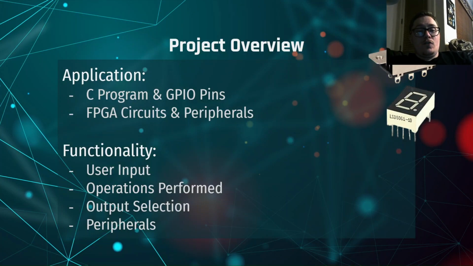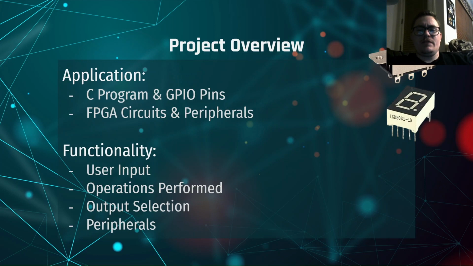For the overall project, it has a C program, and that also includes some inline ARM assembly in there. And that C program interacts with the GPIO pin, which is used to communicate the data of the C application, namely the two 4-bit numbers, to the FPGA and the circuits there, and eventually onto other peripherals.